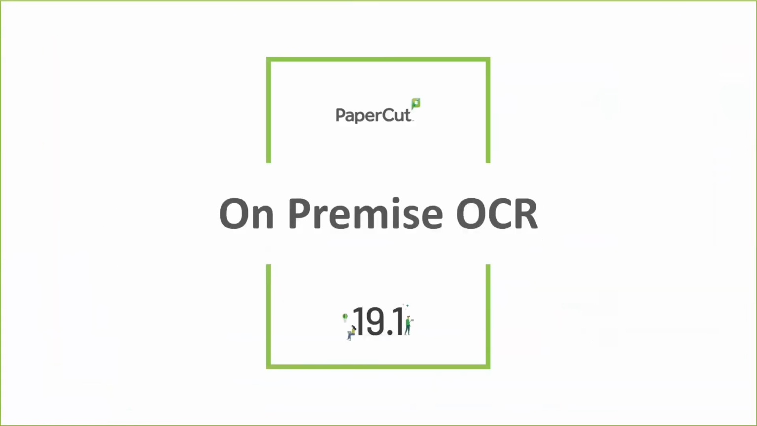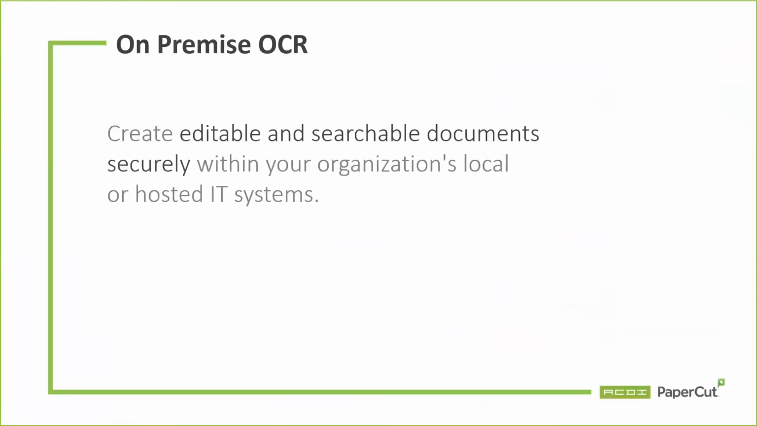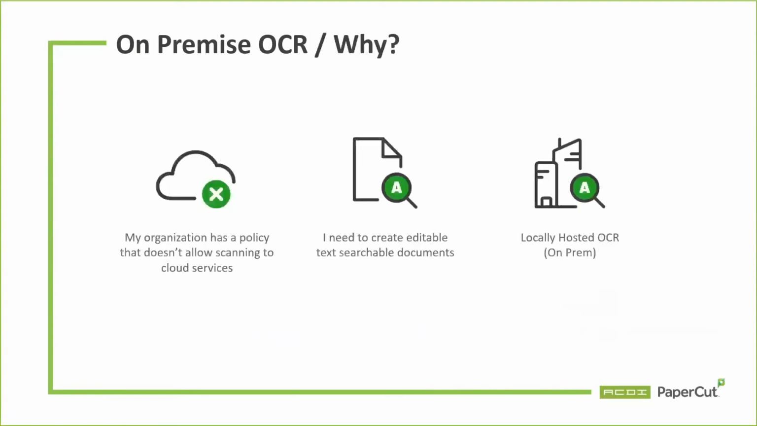This is on-premise OCR. Pretty much says it all right there. PaperCut version 19.1 will now allow you to create editable and searchable documents securely within your organization's local or hosted IT systems. So version 19.0 came out with Cloud OCR, like I reminded you at the beginning, making documents searchable, or you can convert things to Microsoft Word with just a touch of a couple buttons. This solution was only cloud-based, and we do know that some organizations may not allow using cloud services, but yet they really need to create editable, text searchable documents.